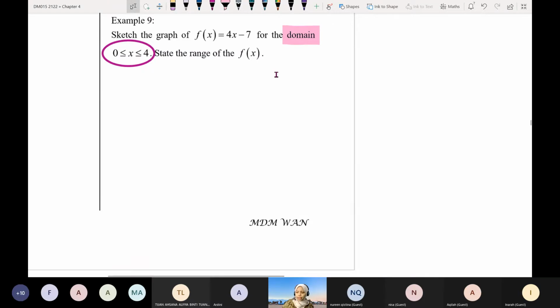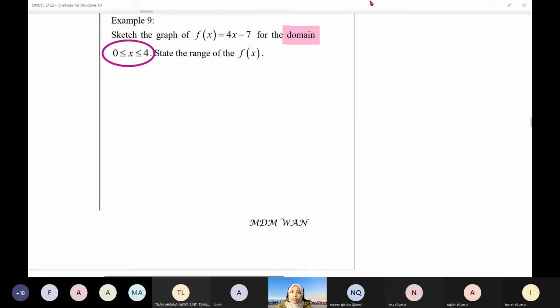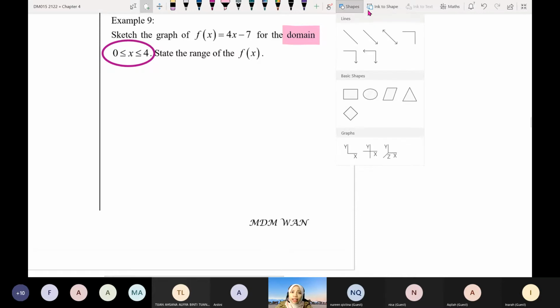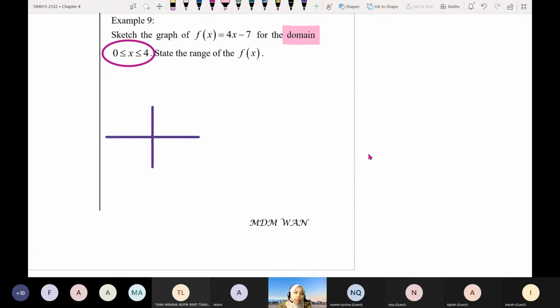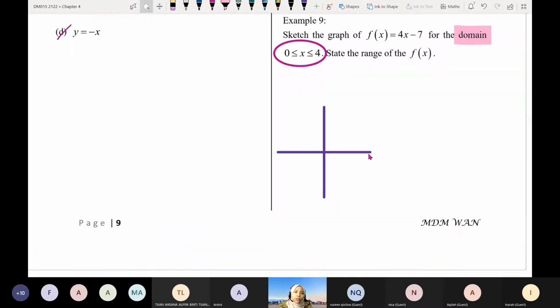Okay, so let's do this example 9 together. Okay, 4x minus 7. How does this graph look like? Okay, we are asked to sketch, not draw. So the scale doesn't matter as long as the shape is correct, and the y-intercept and x-intercept are at the right places.